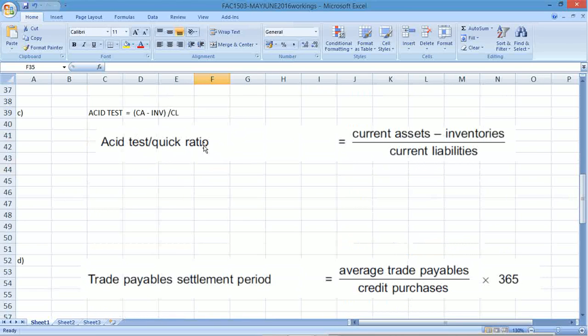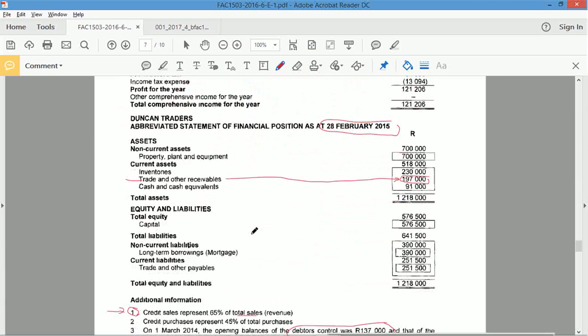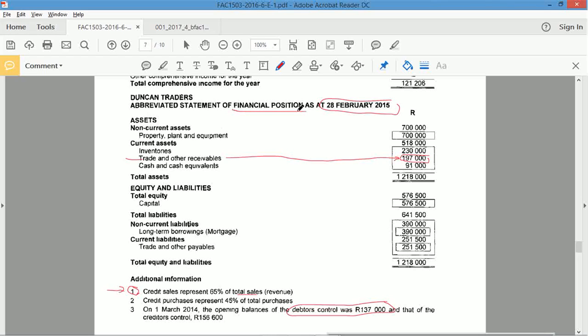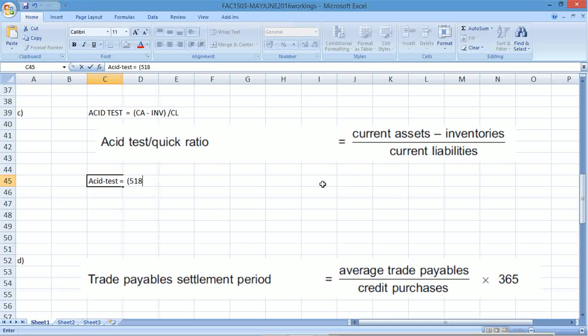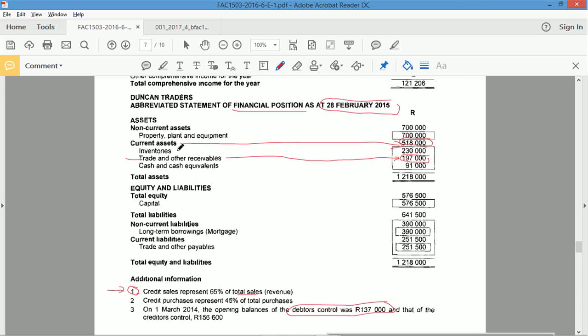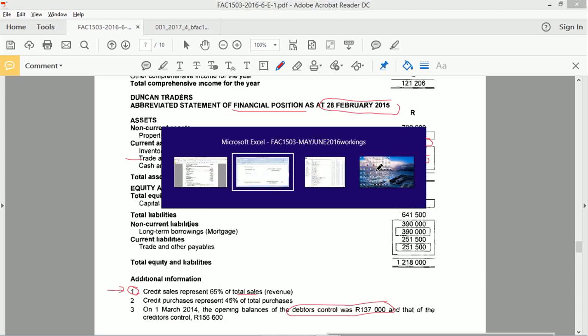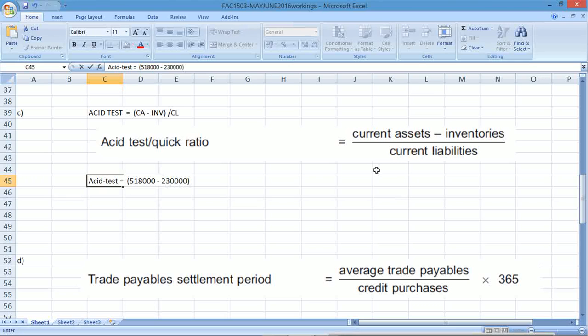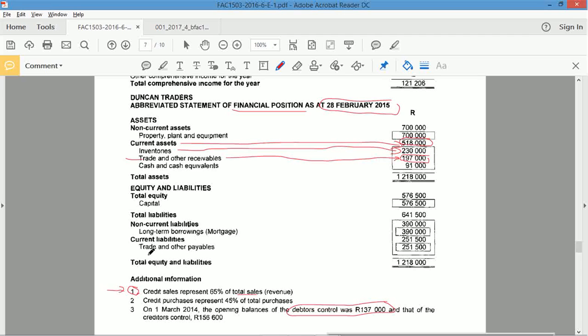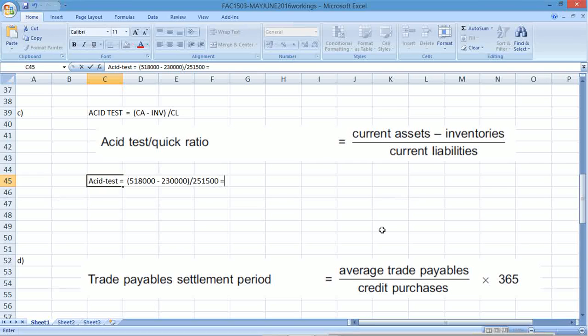Next, asset test. Asset test is easy because I just need current assets and liabilities. Right, so asset test equals, open brackets, go get your current assets. I know current assets will be part of the statement of financial position because financial position looks at assets and liabilities to determine what position you're in. Okay, good or bad. If assets are bigger than liabilities, that's good. There's my current assets, 518, minus, where's my inventory? There's my inventory, 230. Close brackets, divide by current liabilities. Look for current liabilities. There it is, 251,500, equals an answer.